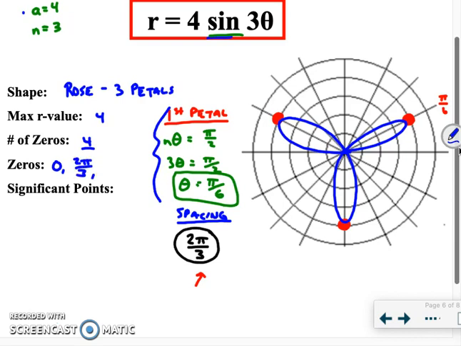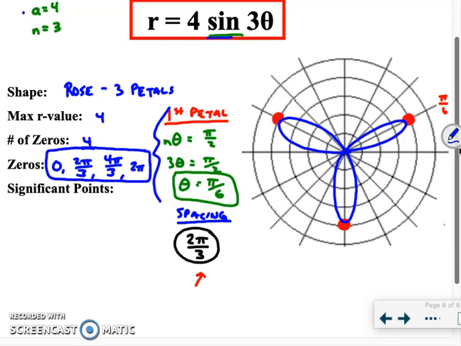My third, if I add 2 pi over 3 again, I'm at 4 pi over 3. And we claim to have 4 zeros, so I have to absolutely showcase that we have 4 zeros. So at 2 pi over 3 more, we get 6 pi over 3, or 2 pi. And here are my zeros.